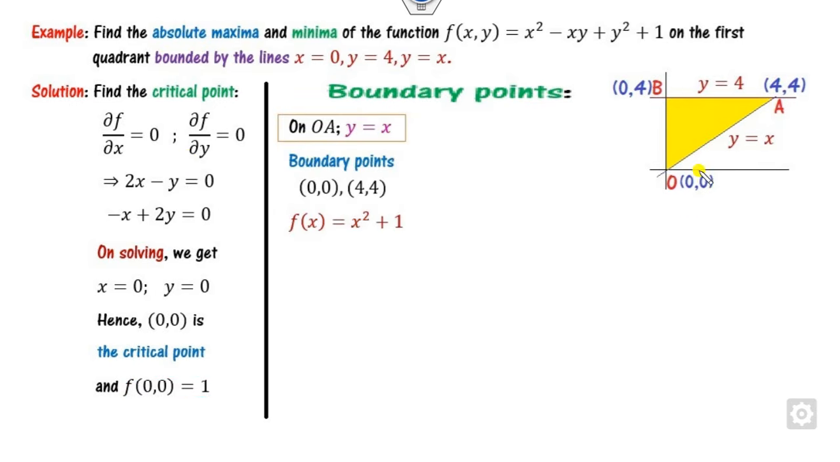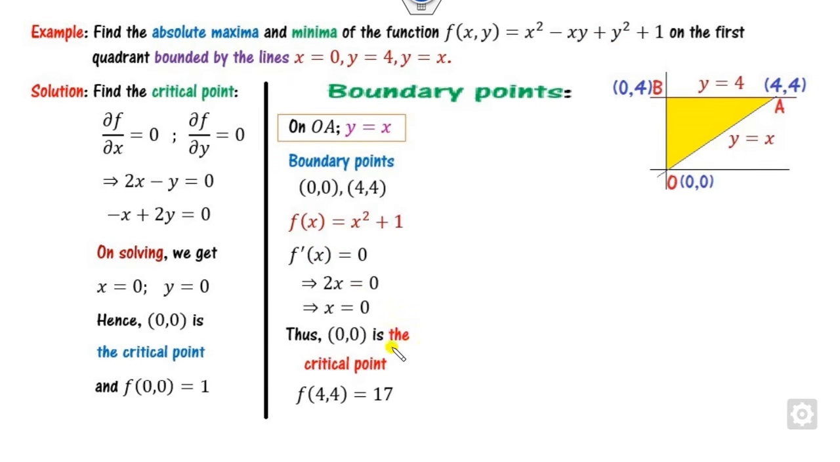So on the line segment OA, we know that y is equal to x. Boundary points are my (0, 0) and (4, 4). We can substitute y is equal to x here. You can get the function here. Now you can take the first derivative equal to 0. You can find the critical point again. You can get x as 0. So therefore, when x is 0, y is equal to x is my critical point.